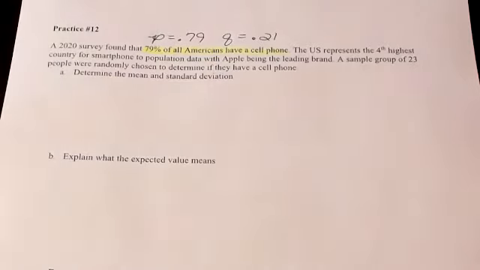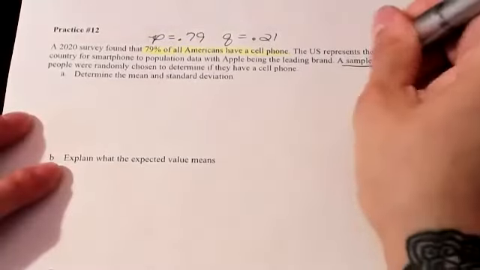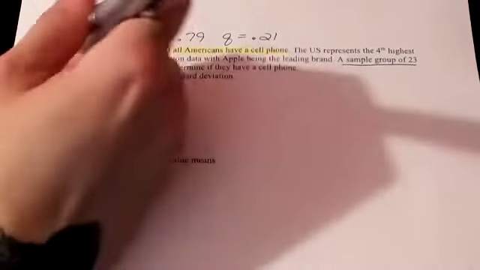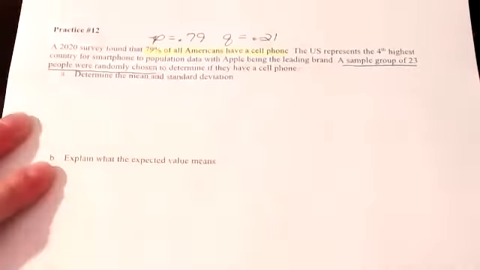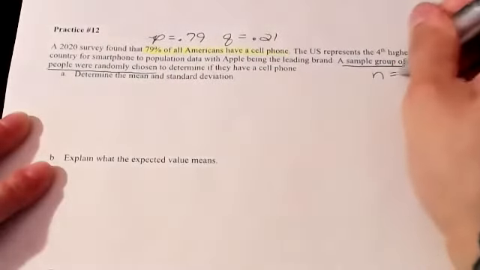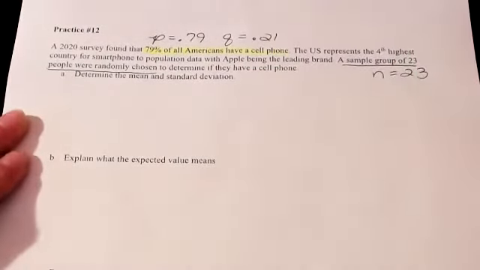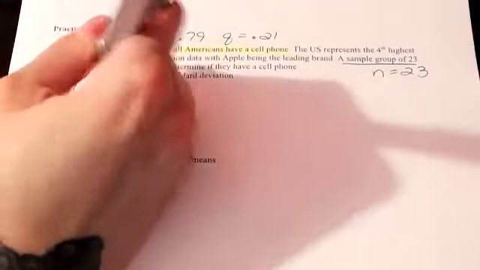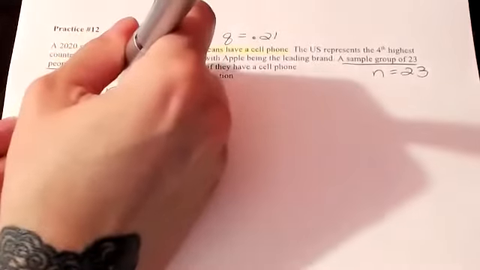You're then told a sample group of 23 people were randomly chosen. This is really, really important to note because that represents our N. So N is equal to 23. So we're going to start off by calculating the mean and the standard deviation. We know this is going to be N times P.